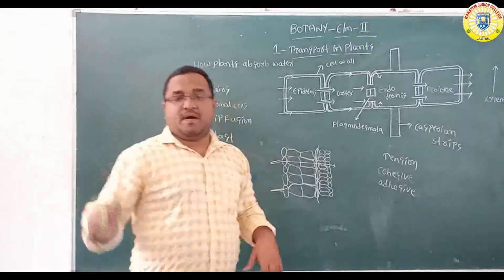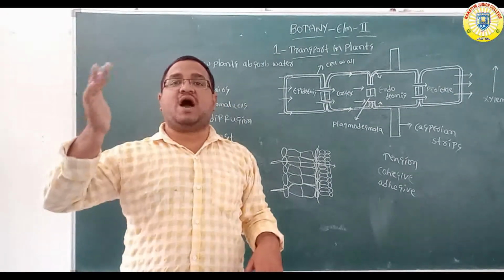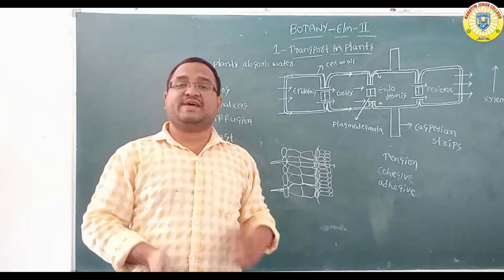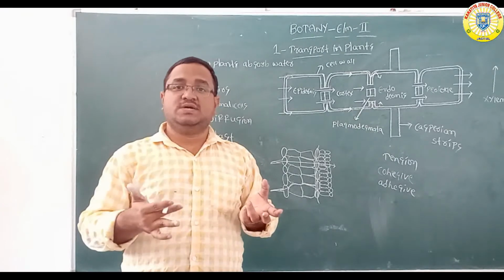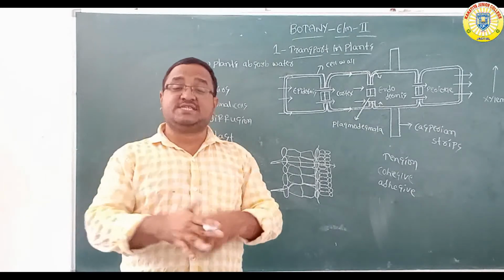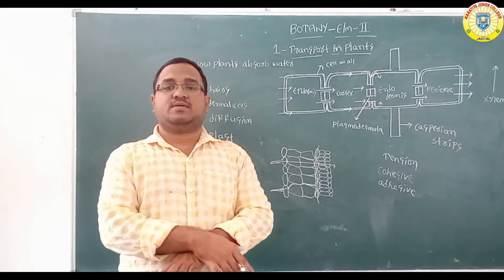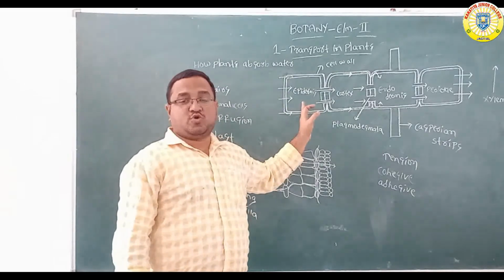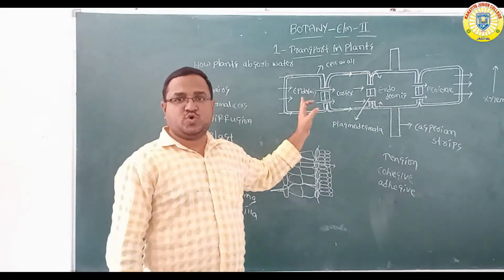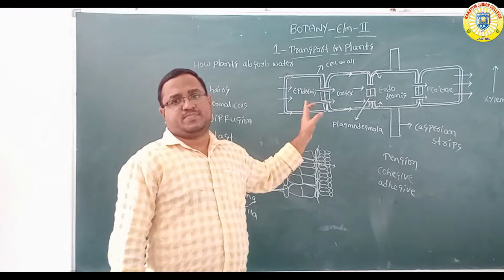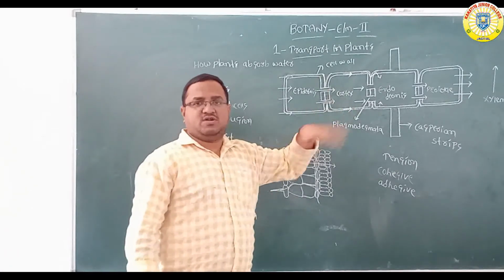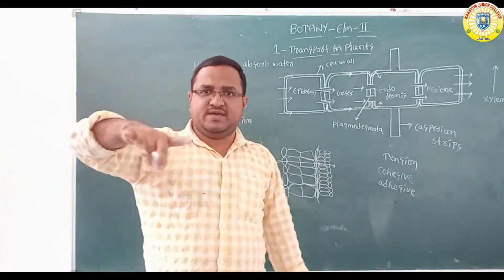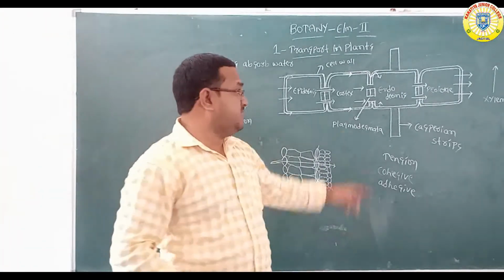Mostly the water is transported, water flows mostly through the apoplastic system. Here, mostly in roots, the water is carried out through the apoplastic system. Here, the cortex cells are loosely packed. There is no resistance to movement of water. The inner boundary of the cortex is endodermis.